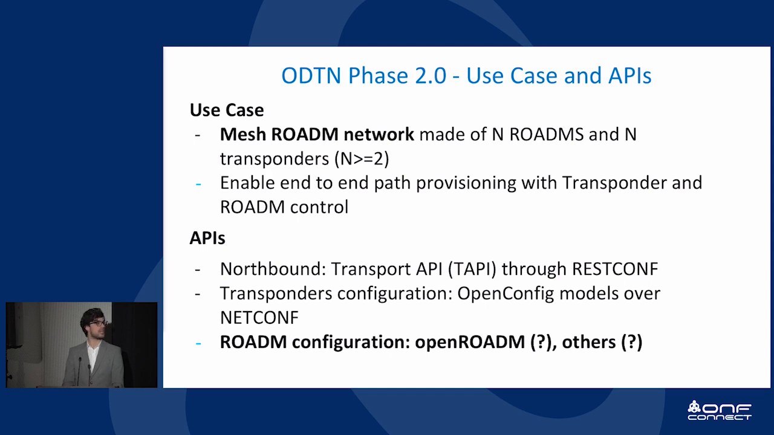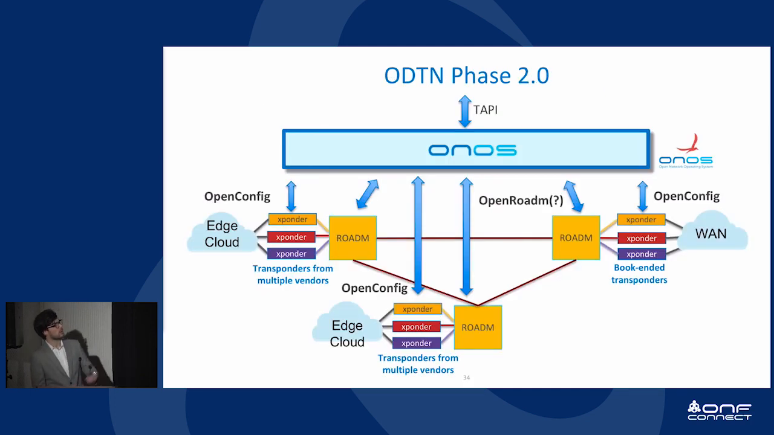And this is really depending on the operator's ask. So if the operators come up with a certain API for the ROADMs, we're going to implement that. If it's Open ROADM, clearly that could be a possibility. If it's TAPI, that could be another option. So this will be an overview of a possible ROADM-based topology with multiple transponders and multiple ROADMs, all controlled by ONOS. Note, OpenConfig is still there for the transponders, TAPI is still there for the ONOS provisioning. So we're not going to change those.